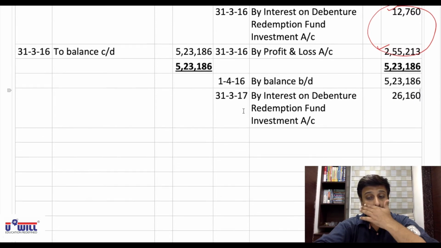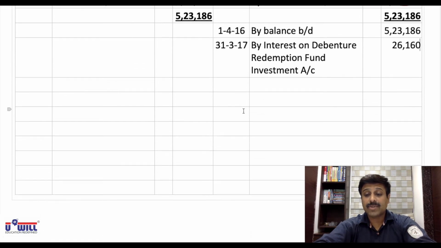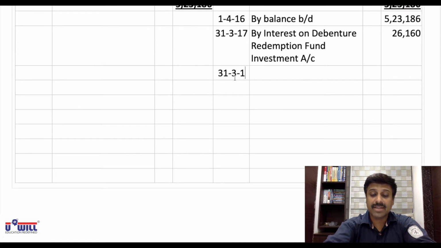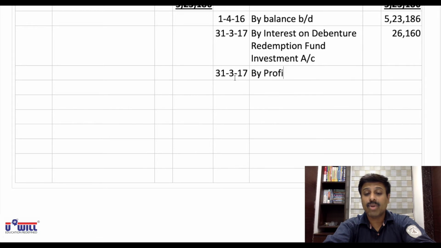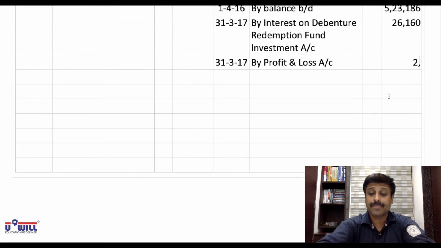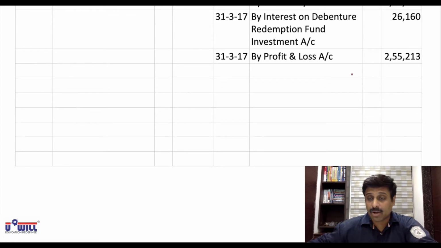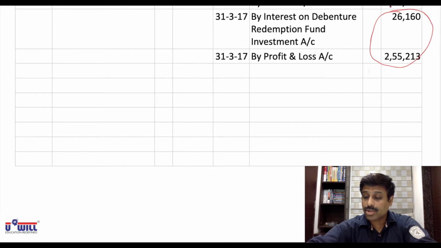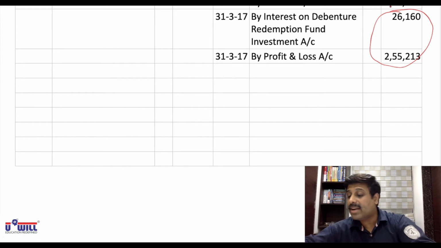26160. Then after the transfer, again we'll keep aside the funds. So 31,317 by profit and loss account, we'll keep aside 255,213. And then last step, again we will invest, but now we'll invest the total of these two. Which two amounts will invest? Total of which two amounts? 26160 plus 255,213 means we will invest 281,373.